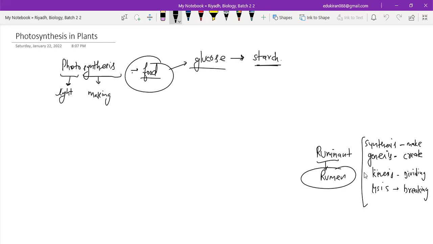After some time, when they are back from grazing, you will see that they sit and start bringing that food back into their mouth and start chewing it, and they chew a lot. Have you observed this? Cattle, when they are free and sitting, keep chewing.